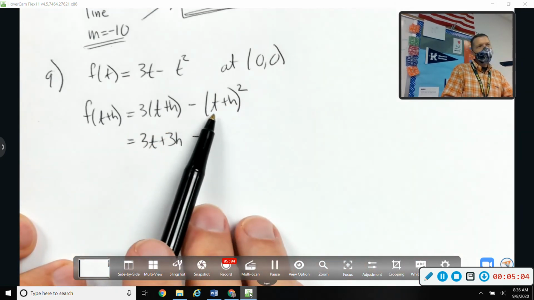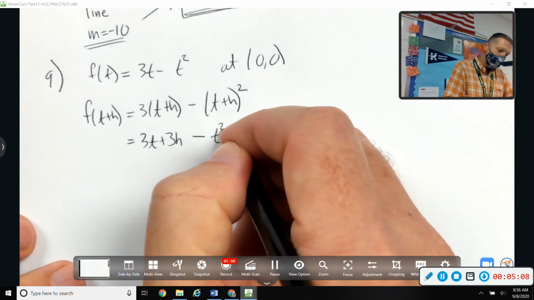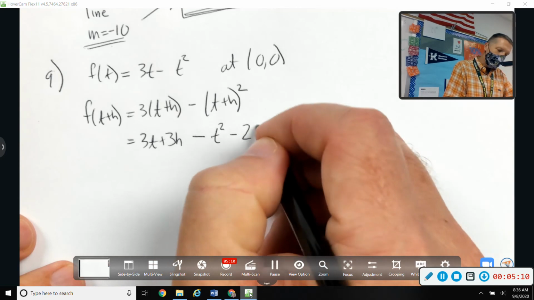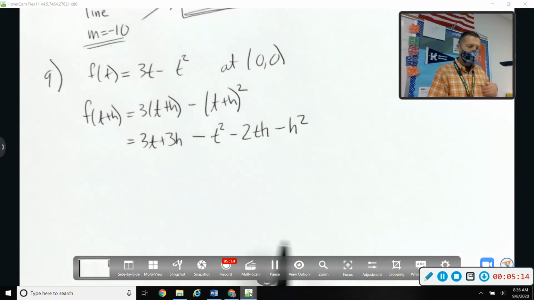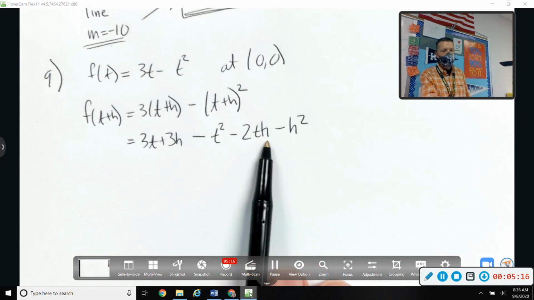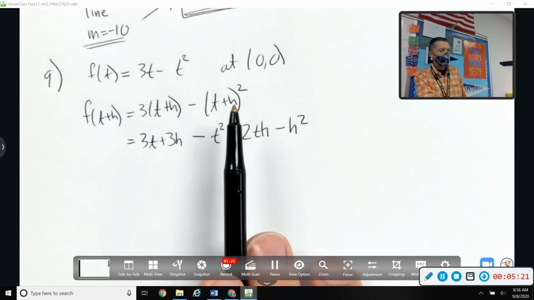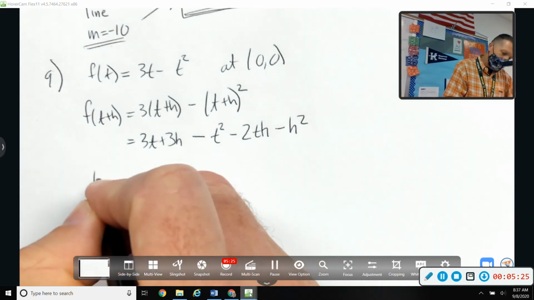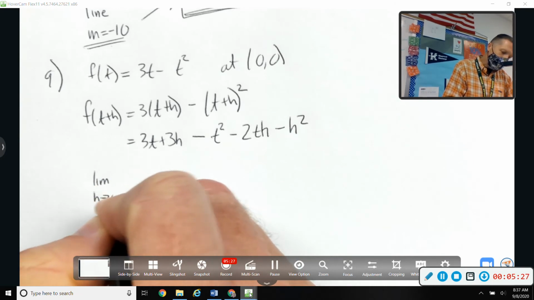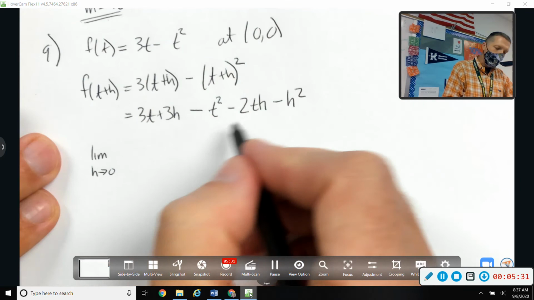So I'm going to do a bunch of things at once here. I'm going to FOIL that and distribute the minus sign. So minus t squared minus 2th minus h squared. Right? Because if we FOIL, we get 2 th's, and then we distribute the minus sign. h times h is h squared, distribute the minus sign. So now we're ready to plug into the definition of a derivative.